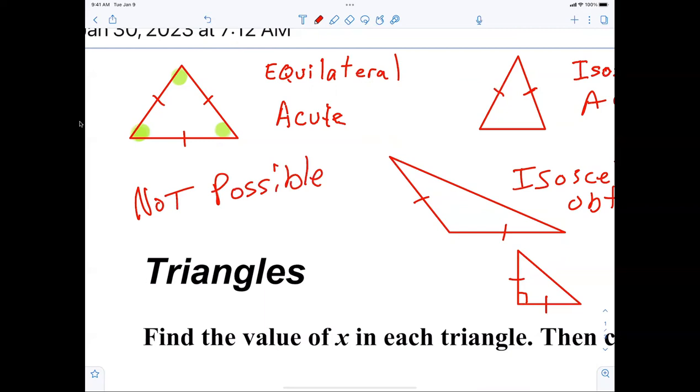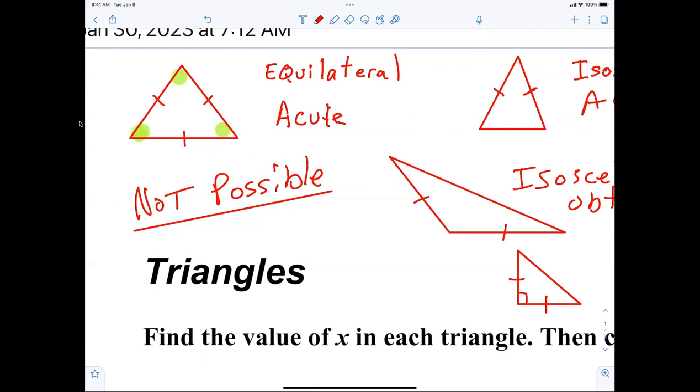So all of you that were proud of yourselves for drawing an equilateral right triangle, it's not possible. Listen to what I'm saying. Just stop arguing, stop talking so we can get done. You cannot draw an equilateral right triangle. First of all, if it was equilateral, that means all of the angles would be the same. And if you have a right triangle, you can't have three 90-degree angles.